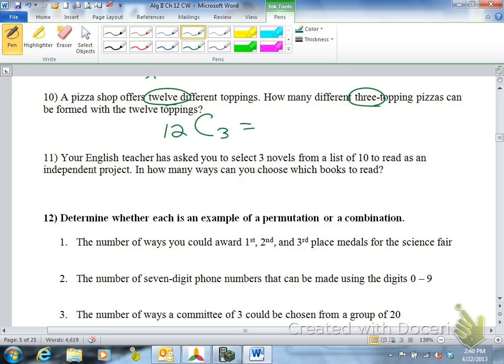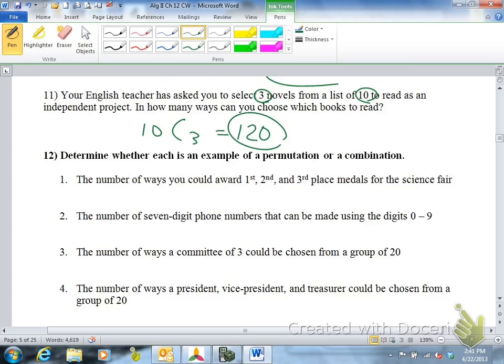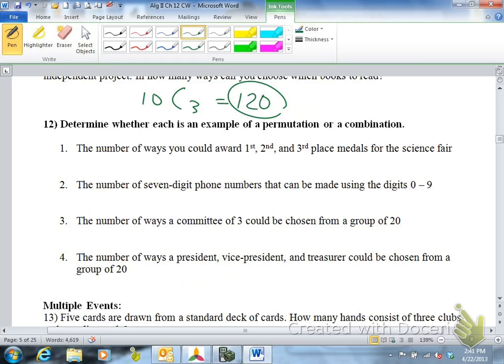And your English teacher asks you to select 3 novels from a list of 10. The order that you pick the 3 novels doesn't matter. Whatever 3 you pick, it's the same if you switch them. Same 3. So it'd be 10 choose 3. So there are those answers. For number 12, see if you can identify if it's a permutation P or a combination C for 1 through 4.